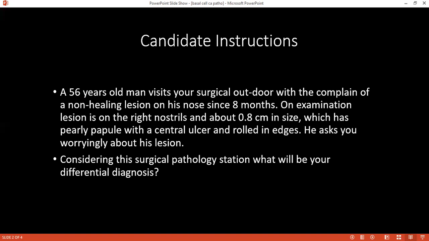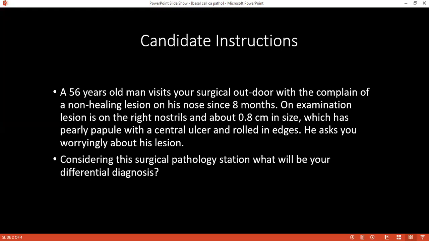Right, so if you have read and understood, considering it's a surgical pathology station, kindly tell me after reading the stem, what are the differential diagnoses that you will consider for this patient? Okay, ma'am. So my most probable diagnosis is basal cell carcinoma, and the differentials can be squamous cell carcinoma, then atopic dermatitis, keratosis, then could be melanoma.